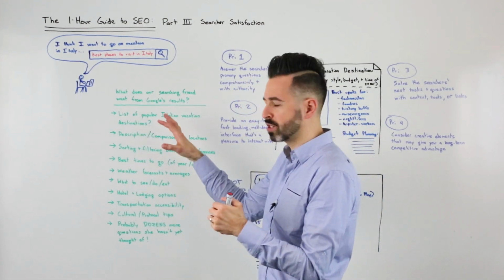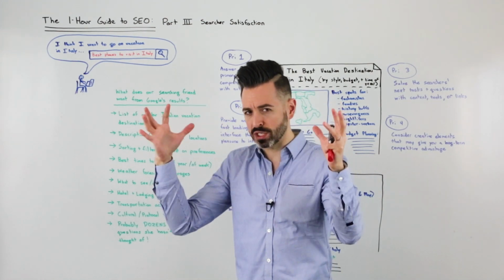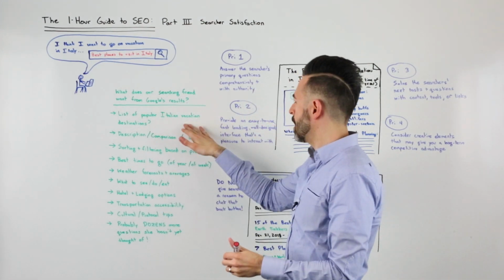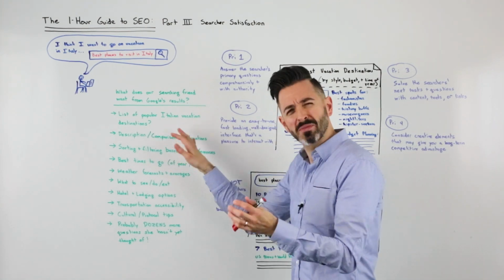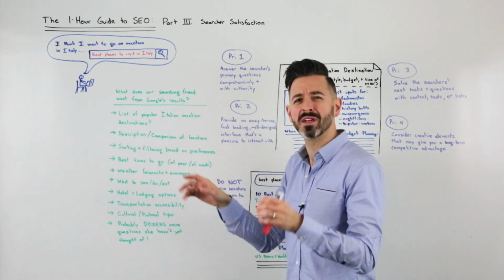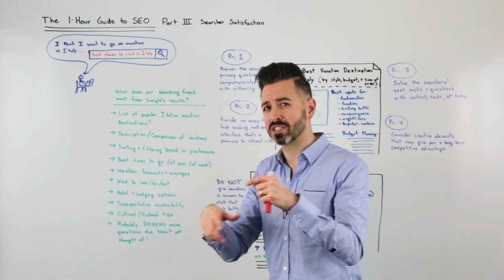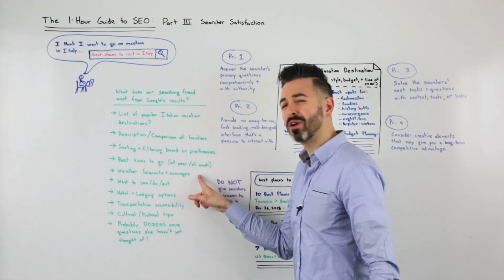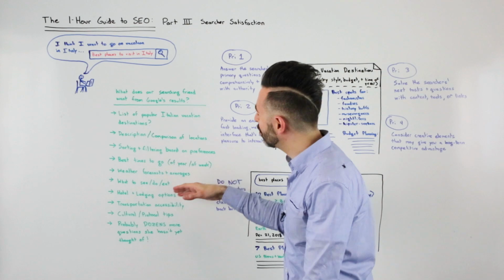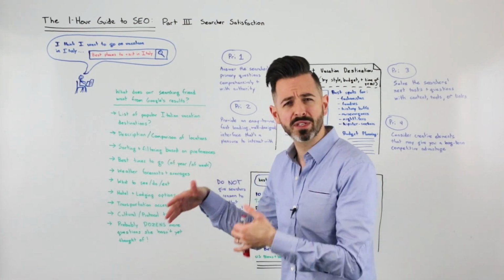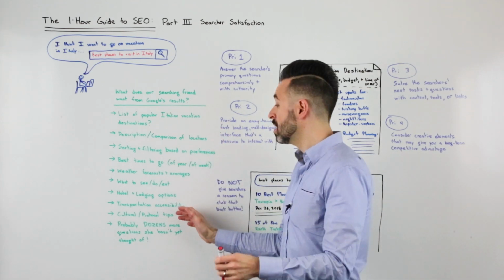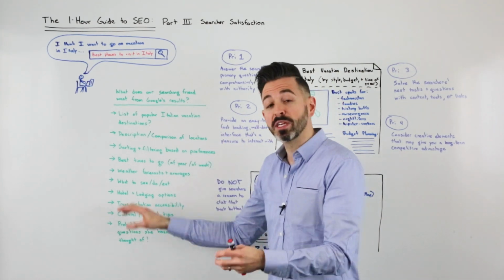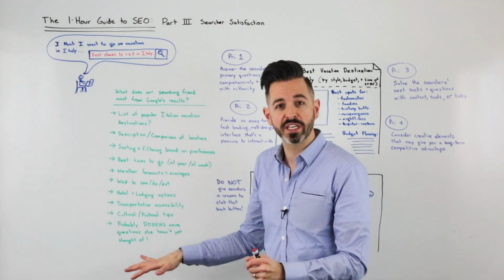So when Arlen performs this query, she has a bunch of questions in her head, right? Things like, I want a list of popular Italian vacation destinations, and I want some comparison of those locations. Maybe I want the ability to sort and filter based on my personal preferences. I want to know the best times of year to go. I want to know the weather forecast and what to see and do, and hotel and lodging info, and transportation and accessibility information, and cultural tips, and probably dozens more questions that I can't even list out here.